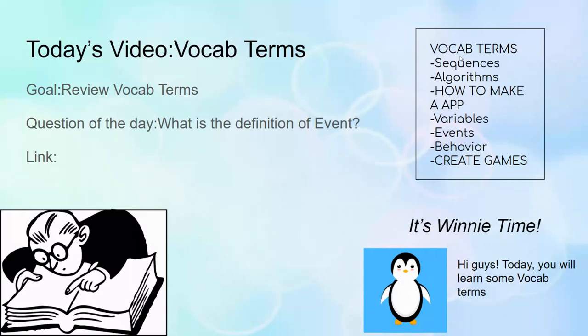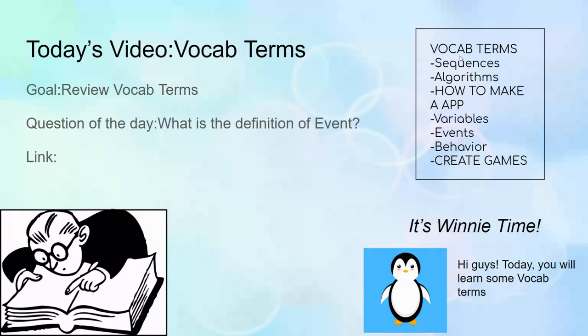All right, then we got create games. Steps to create a game. Our first step is to create the characters. Our second step is to set behaviors. Our third step is to create objects. And our fourth step is to code the rules.